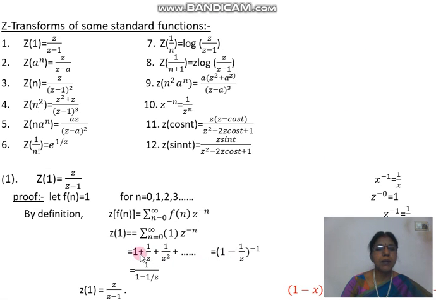Now this is in the form of 1 plus x plus x square, that is, 1 plus 1 by z plus 1 by z whole square and so on. This series, 1 plus x plus x square and so on, can be written as 1 minus x whole inverse. In place of x we have 1 by z. It can be written as 1 by 1 minus 1 by z. Take the LCM, z is in the denominator, z minus 1 is there. After that this can be written as z by z minus 1. Now Z of 1 is equal to z by z minus 1, which is the first formula, or first derivation. You learn it very well. In problems we use this a number of times.